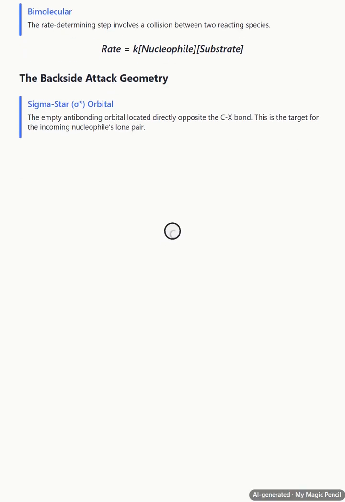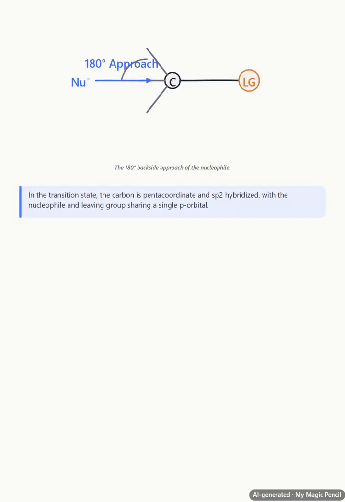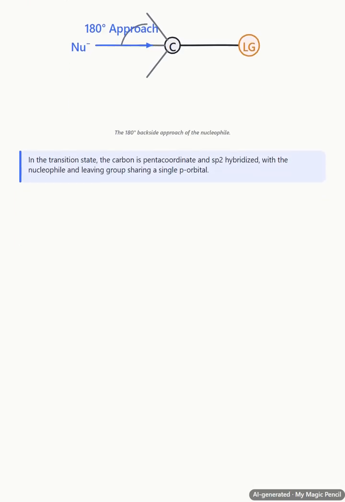Let's visualize this spatial arrangement. Here is our central carbon, with the leaving group on the right. The three other bonds point away, resembling an open umbrella. The nucleophile must approach from the left, at a perfect 180-degree angle relative to the leaving group. This backside trajectory leads directly to a highly symmetric, high-energy transition state.